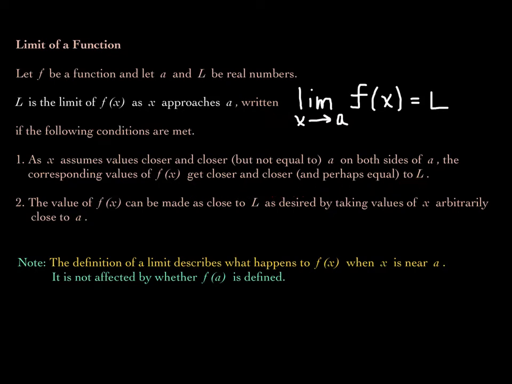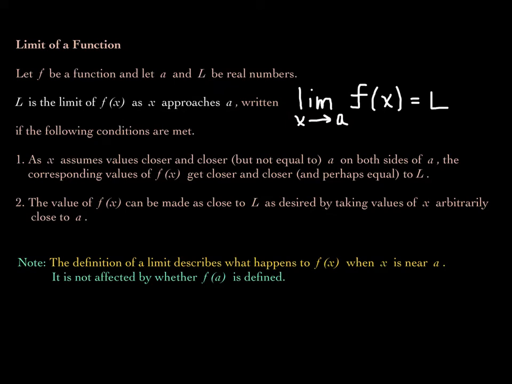Okay. Now remember that in the previous example that we saw, the function was not defined at x equal to 2. So x was not allowed to equal 2. So that's why it's saying x is assuming values closer and closer, but not equal to a, right? We don't necessarily need x to actually equal a. In the previous example, we did not need x to actually equal 2. We just needed x values to get infinitely close to 2, on both sides, by the way.